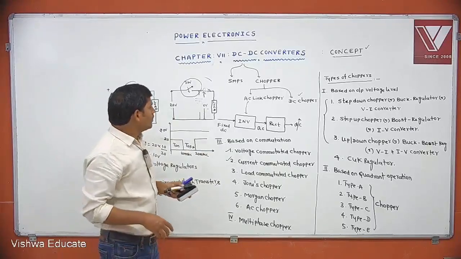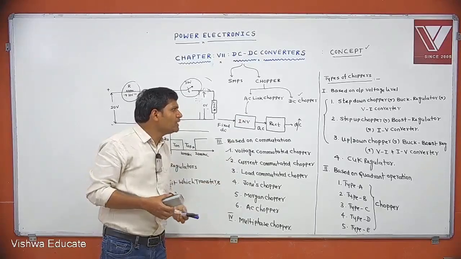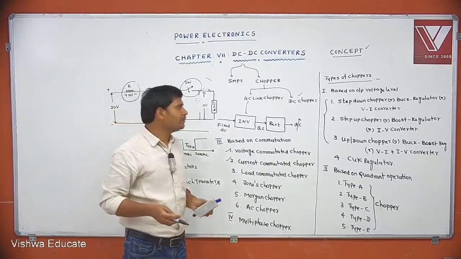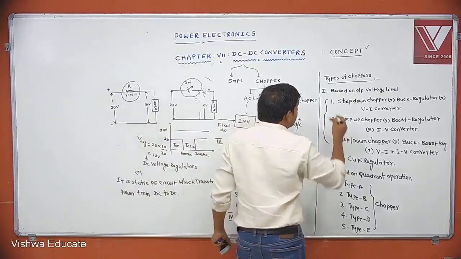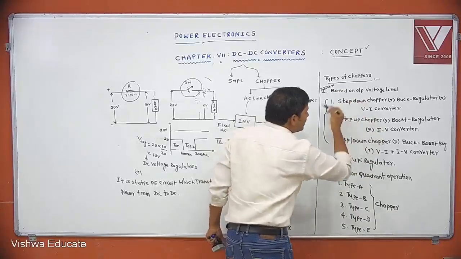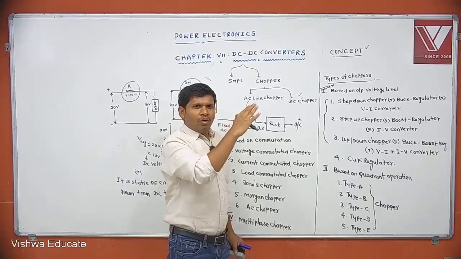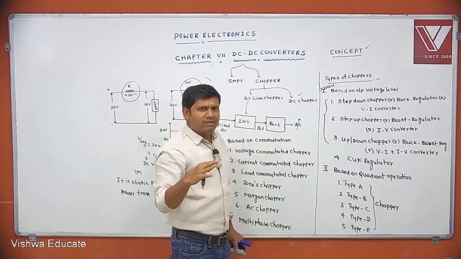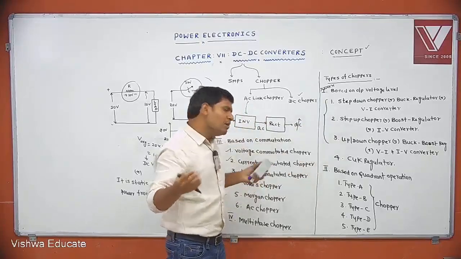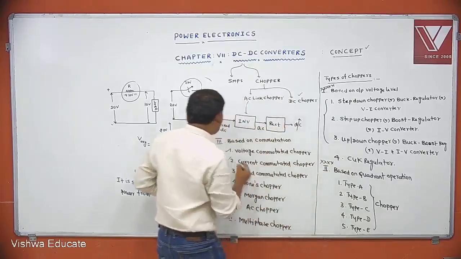Now we'll start with the first concept, types of choppers based on output voltage level. That is step down chopper or buck regulator. Then this is a 5-star concept from the GATE point of view. These choppers are very, very important. For the last 4 or 5 years, mostly the questions are asked based on this topic. The next important is this one, and next important is this one.